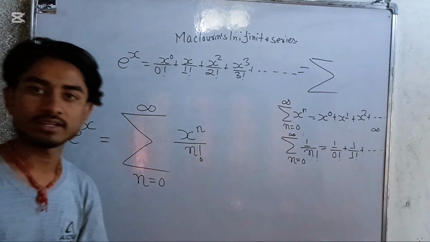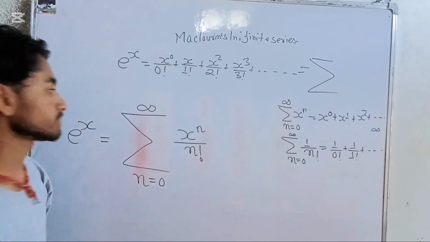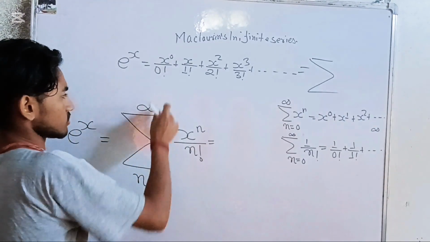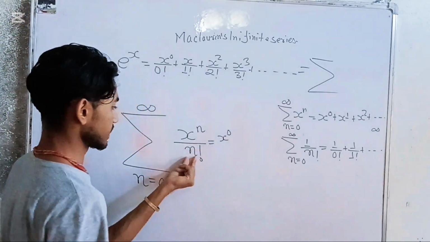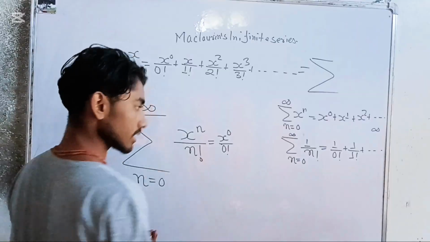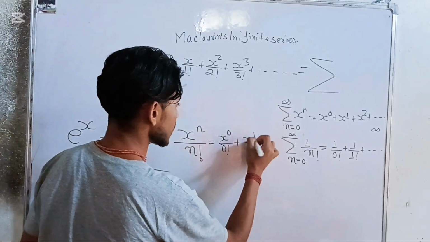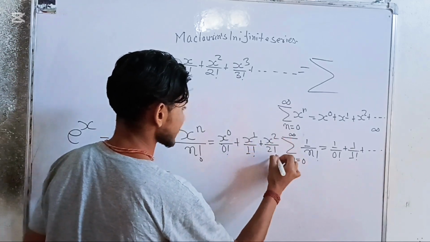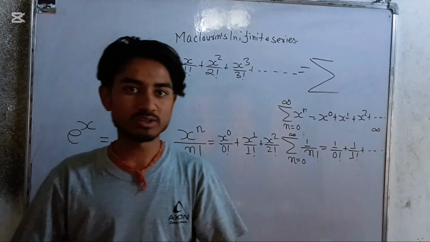And if you are not convinced with this expression, you can actually expand it by using your numbers. So if you put n as 0, you get x raised to 0 over 0 factorial, plus x raised to 1 over 1 factorial, plus x raised to 2 over 2 factorial, and this matches with this expression. So this is another example.